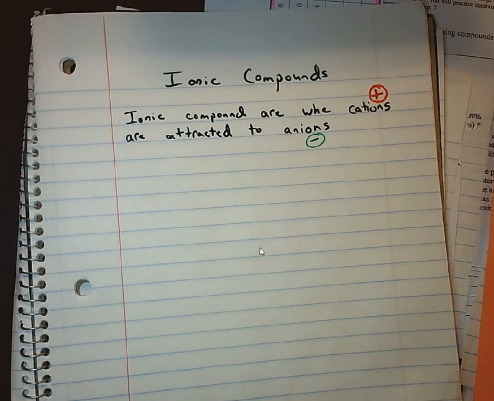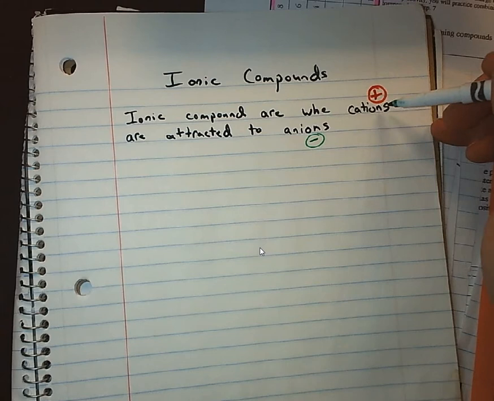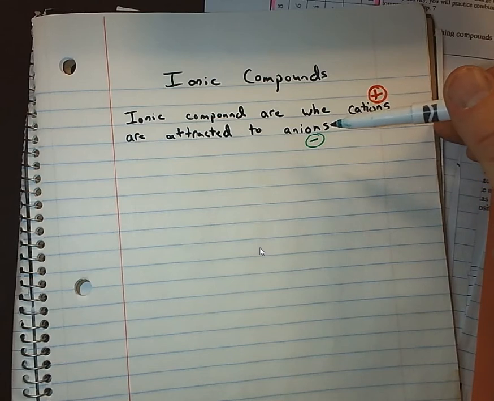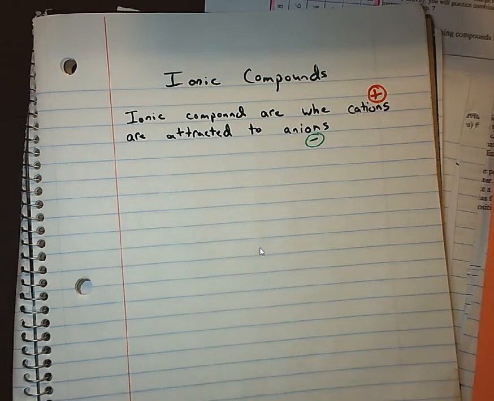So we already know ionic compounds are when cations, the positives, are attracted to our anions, the negatives. Cations become positive by losing electrons, and our anions become negative by gaining electrons. We're going to do a few examples, and then some naming as well. First example, let's do lithium oxide.